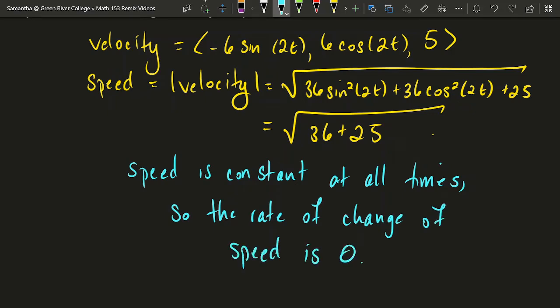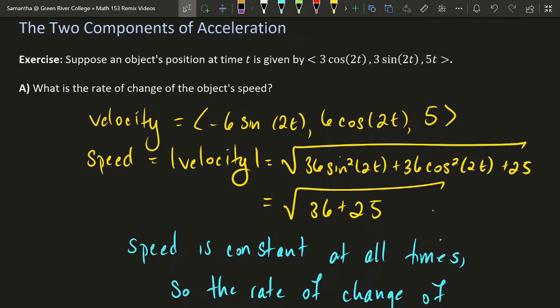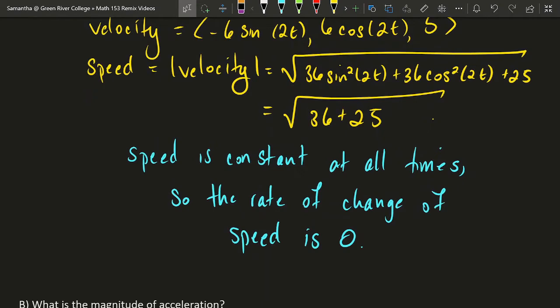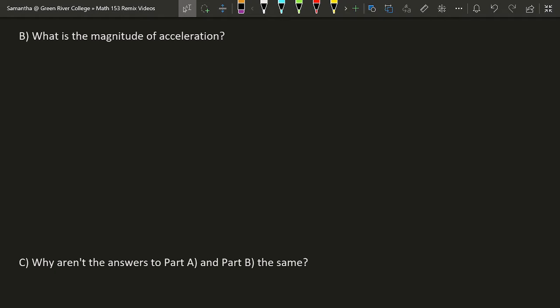So in answer to this problem's question, part A, the rate of change of speed of this object is 0. Now let's compare the rate of change of speed to the object's acceleration. Part B, what is the magnitude of the acceleration vector? To that end, I'm going to go ahead and find the acceleration vector first, and then I'm going to find its length.